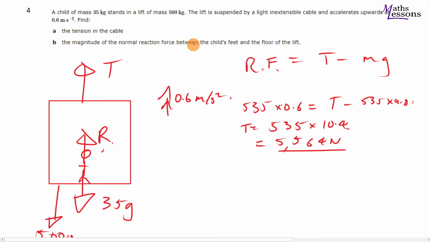Looking at the magnitude of the normal reaction between the child's feet and the floor of the lift. So we're now just going to look at the forces acting on the child only, to resolve vertically on the child.